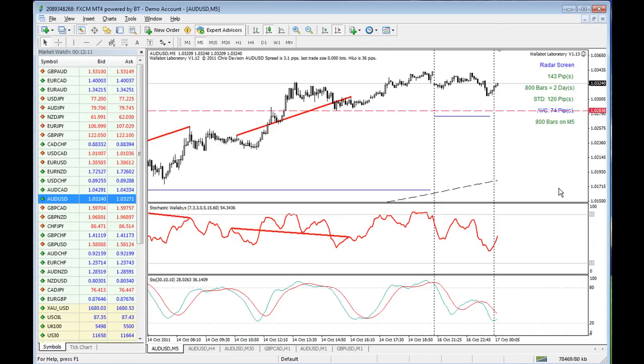It's my favorite currency pair right now on the Bossilator reading, especially for short-term countertrend trading.